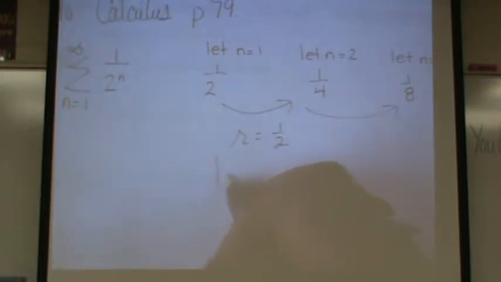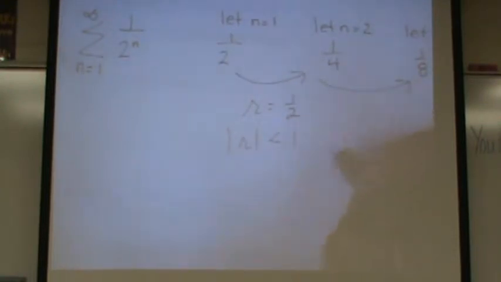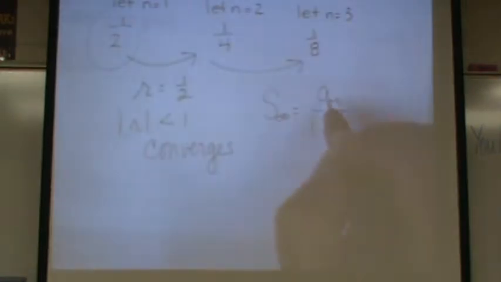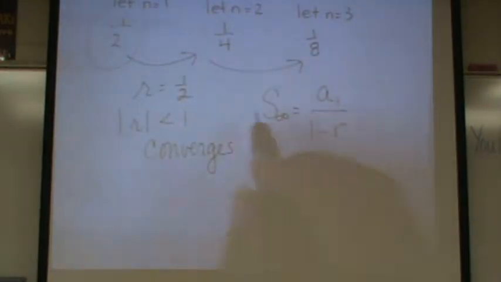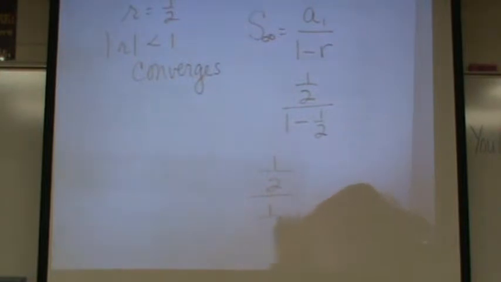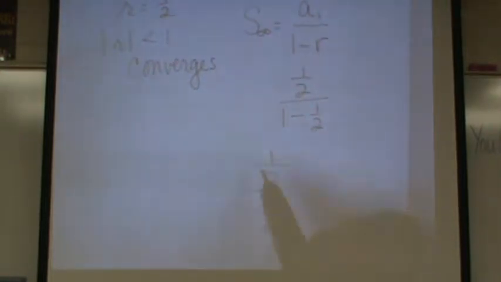If the absolute value of r is less than 1, then it converges. So this is converging, and if it converges, you can find the sum. The sum is a sub 1 over 1 minus r. So that is your first term, which is 1/2, and your r value happened to be 1/2 also, so 1 minus a half. How do you do this? 1/2 over 1/2, and any number over itself is 1. So the answer to this is 1.